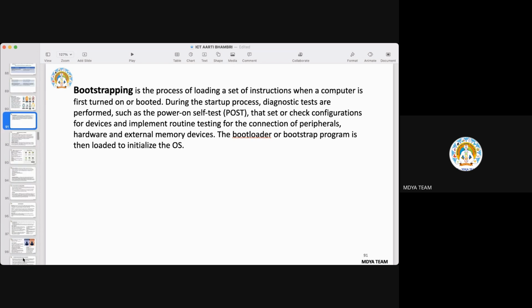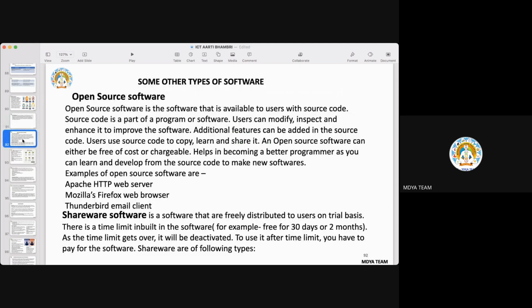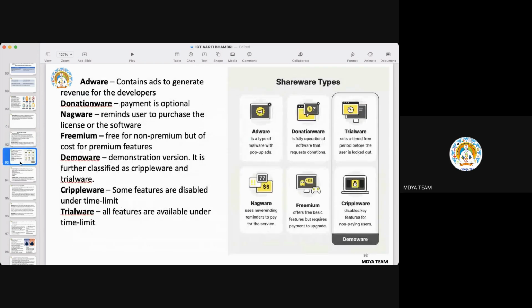Now there are various types of programs here. It is given, but I don't think you require this. This much is enough, I think.